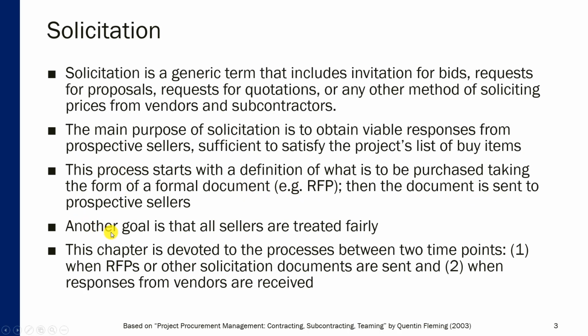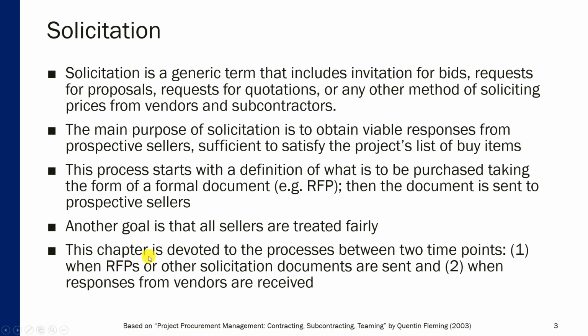Now, another important goal of the solicitation process, something that happens before viable responses are received, is to ensure fairness. In other words, to ensure that all sellers, all prospective vendors, are treated fairly, because this fairness can ensure fair competition, and as a result of that fair competition, the buyer, the company, is more likely to get a good price-quality combination from prospective vendors.